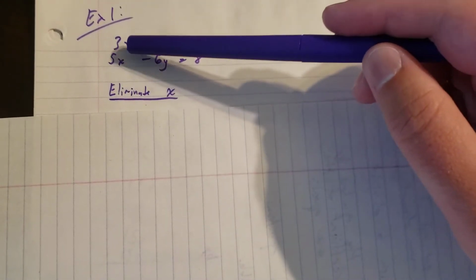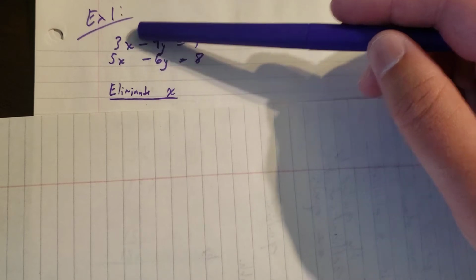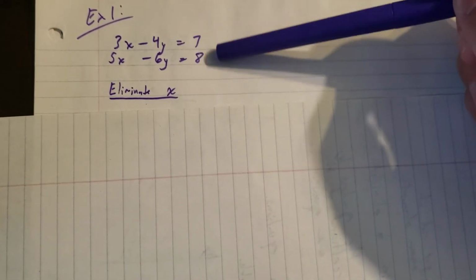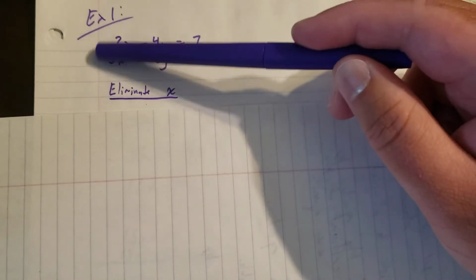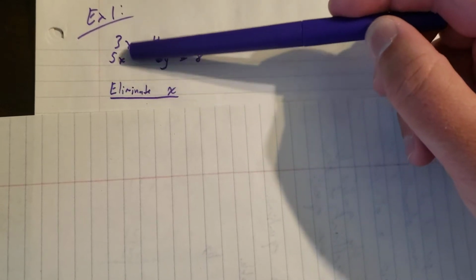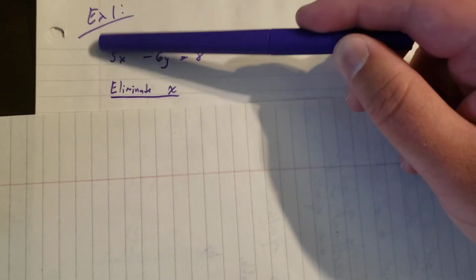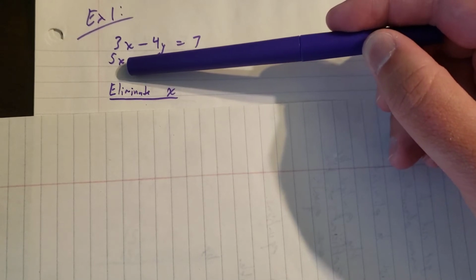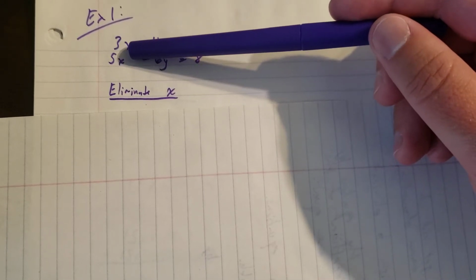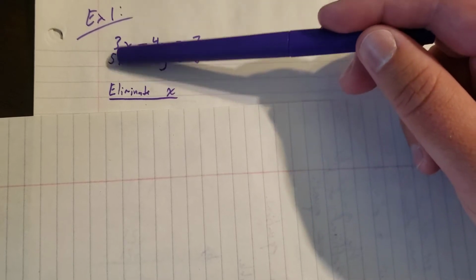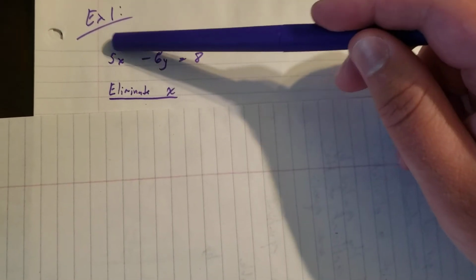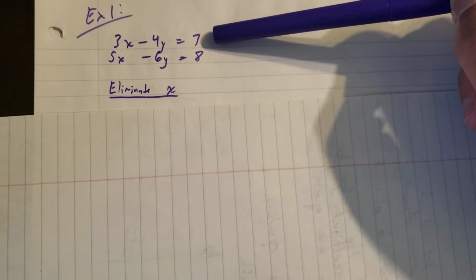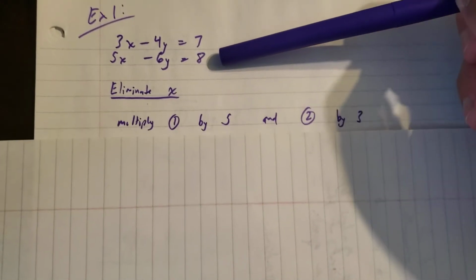So my goal is to make new equations that don't have any x term in them. Remember, step 2 is to multiply these equations by some numbers that make these coefficients the same. So I'm looking for a common multiple of 3 and 5. What's a number that both 3 and 5 will go into? Well, 15, right? So to make these coefficients 15, I could multiply the first equation by 5 and the second equation by 3.